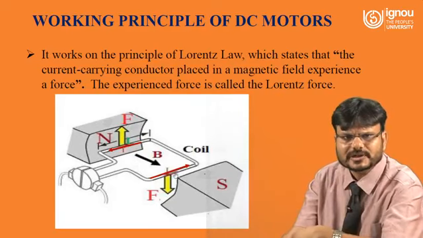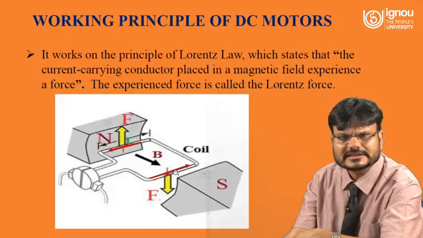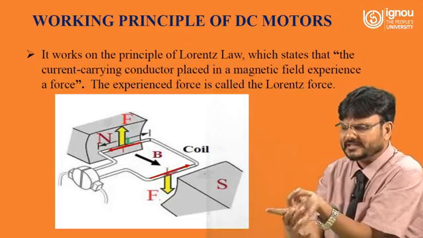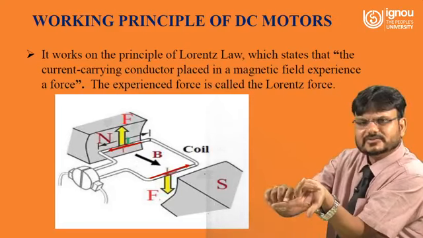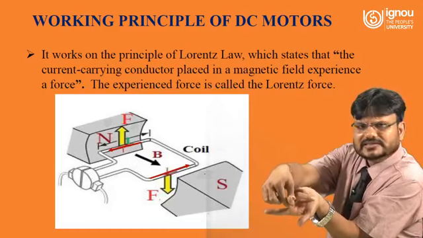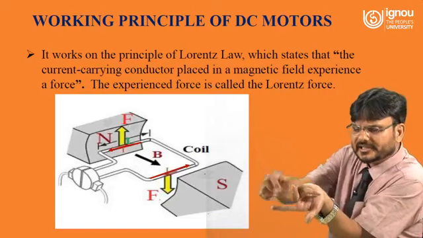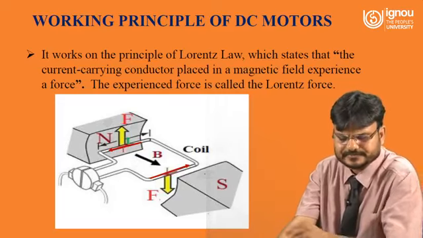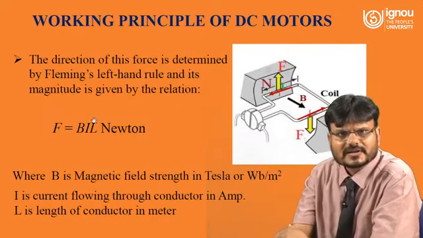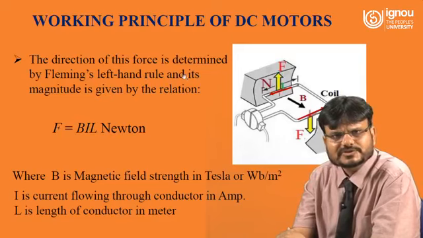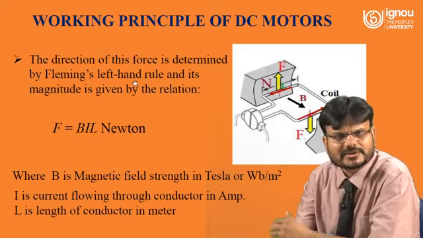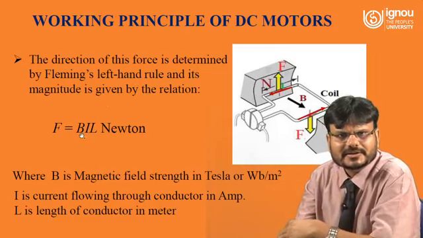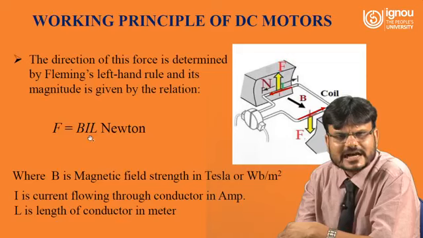Now you can observe the direction of the current in this conductor is changed. So now you apply like this: this is the direction of the magnetic field, this is the direction of the current flowing in the conductor, then this thumb will show the direction of the force in this current carrying conductor. The direction of this force is determined by Fleming's left hand rule, as I already told you, and its magnitude is given by this formula, F is equal to BIL.